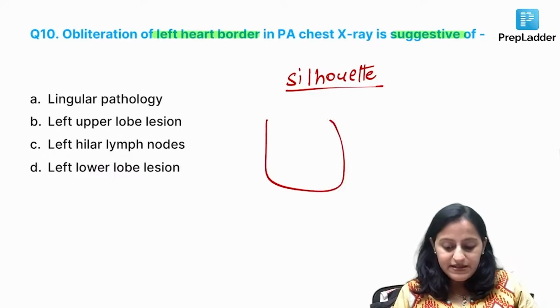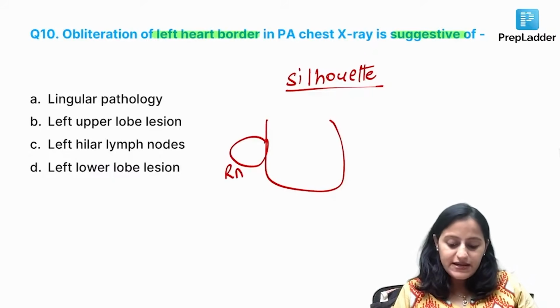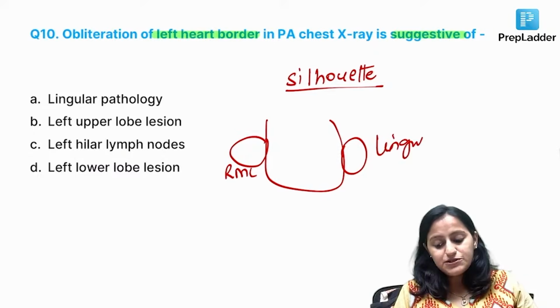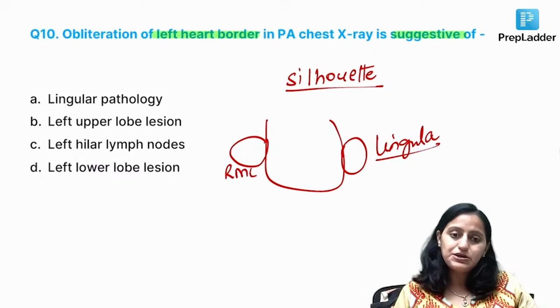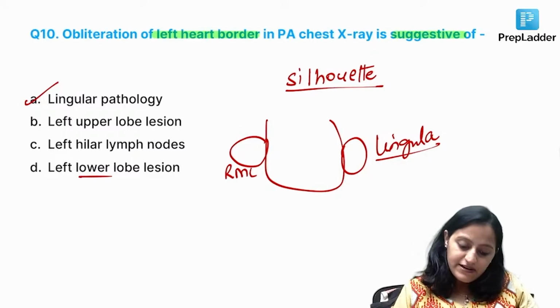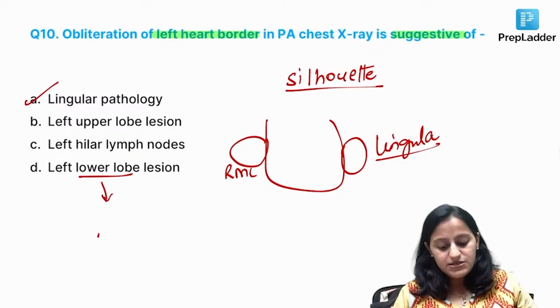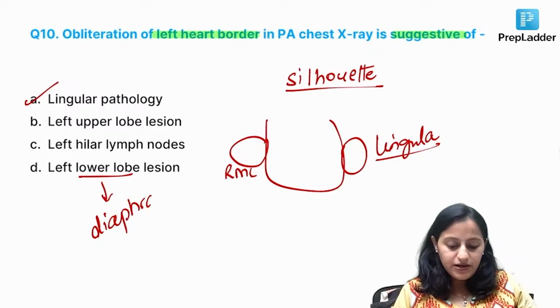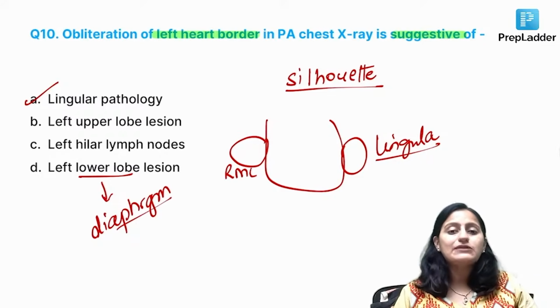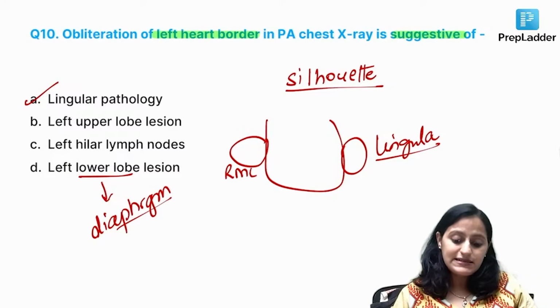So if it is the right heart border gone, it is right middle lobe. If it is the left heart border gone, you do not have the left middle lobe, it is lingular, right? So it is going to be lingular pathology. If it is the lower lobe lesion, it will obscure the diaphragm. Okay. So remember that it is lingular pathology, loss of border sign, Silhouette sign.